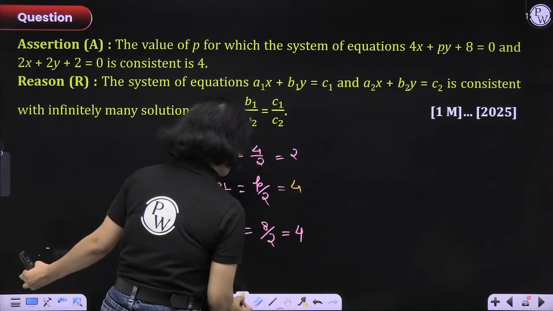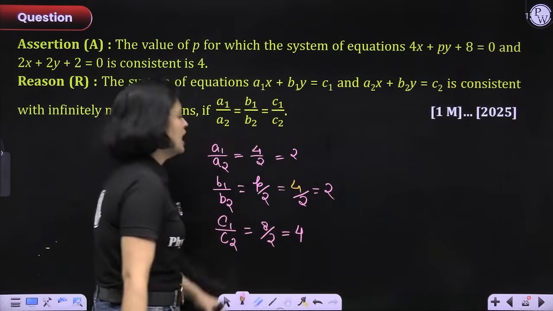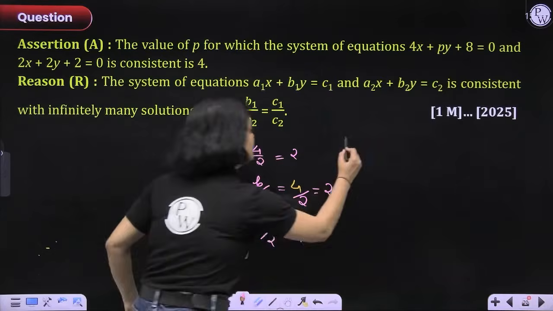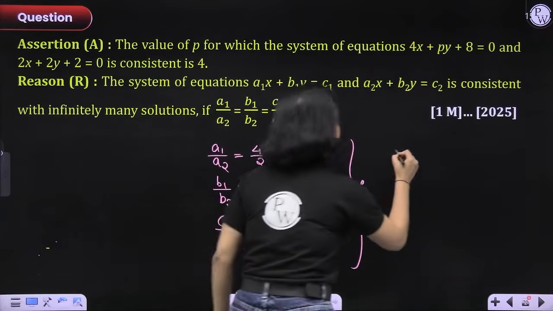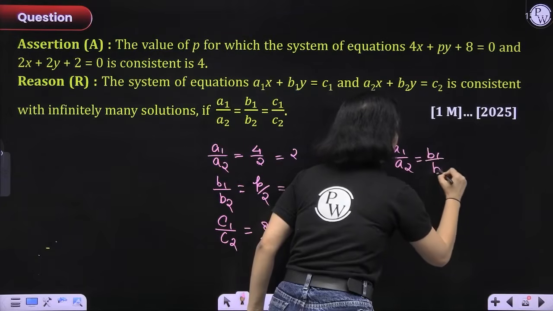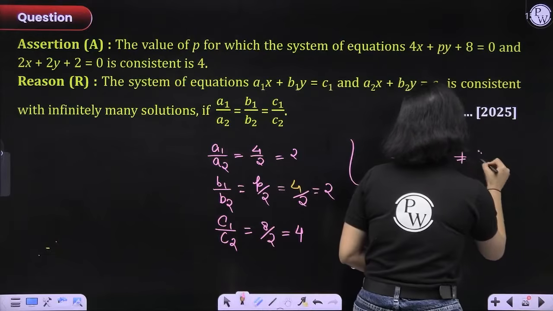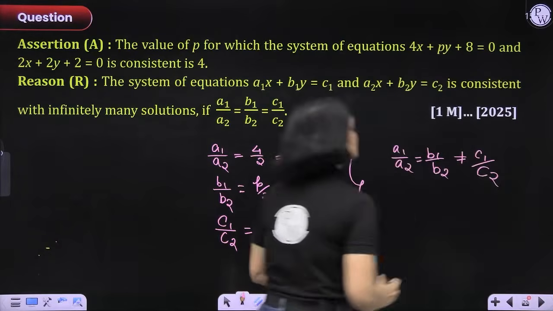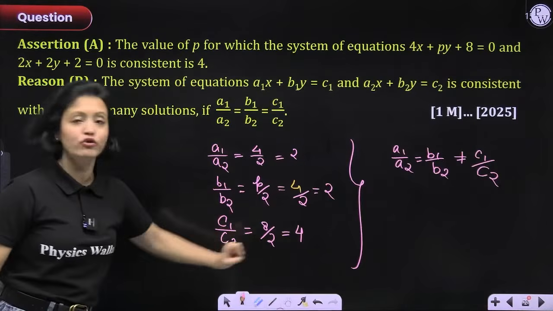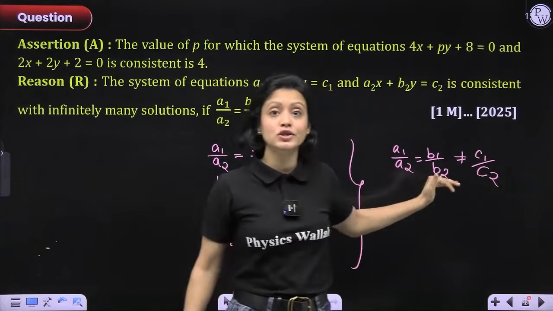So 4 over 2. That comes out to be 2. Now from here you can clearly see what is happening. You can see that a1 by a2 is actually equal to b1 by b2. But b1 by b2 is not equal to c1 by c2. Yes or no, everyone? Can you see 2, 2 and 4? So a1 by a2 is equal to b1 by b2, but this is not equal to c1 by c2.